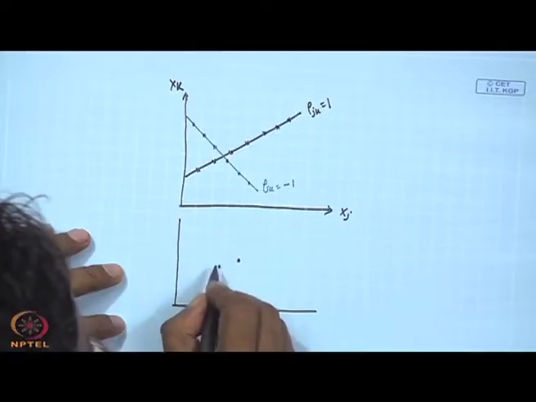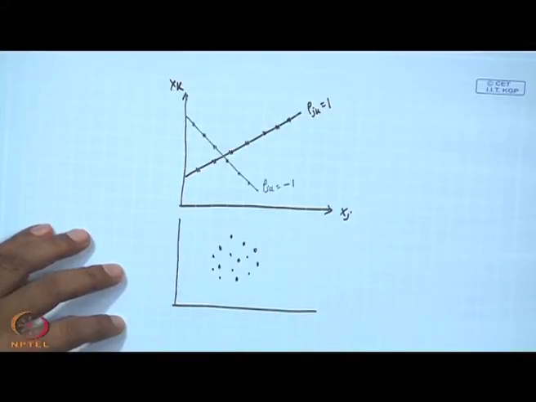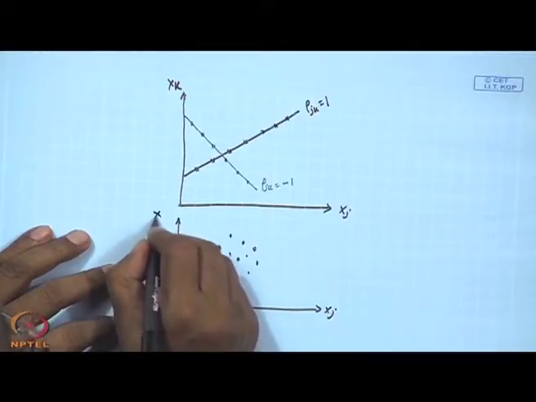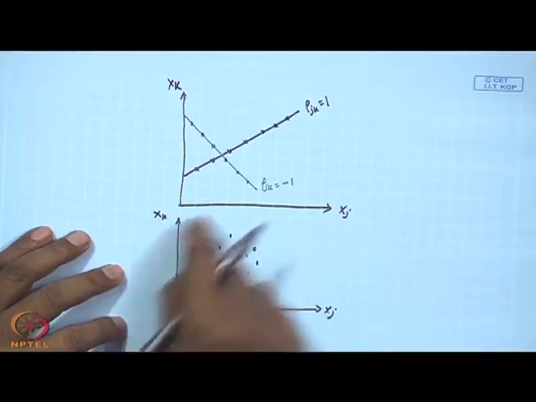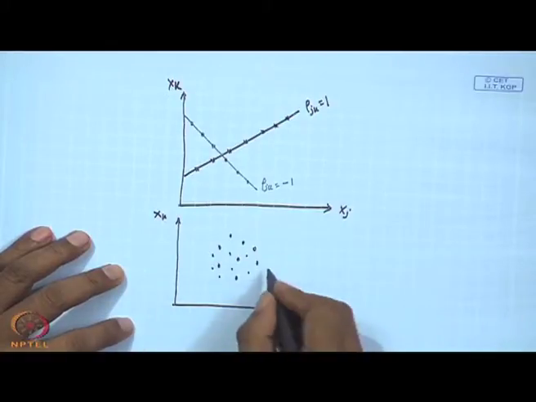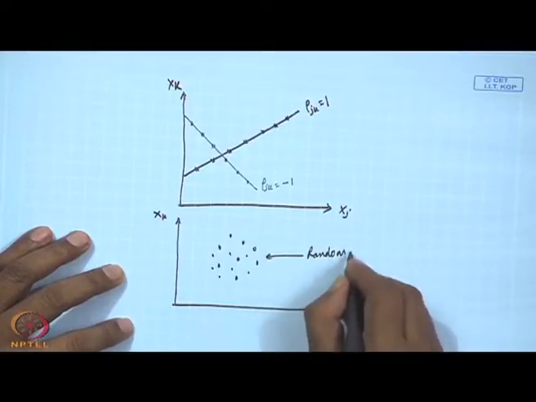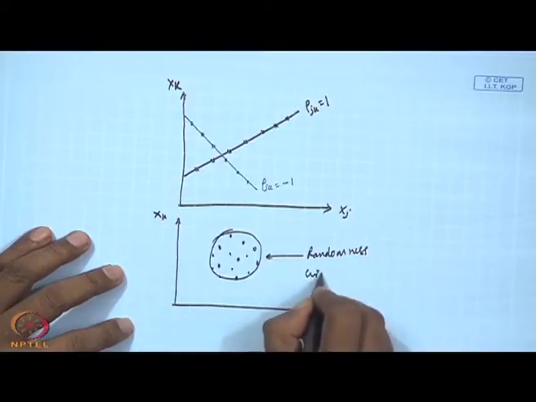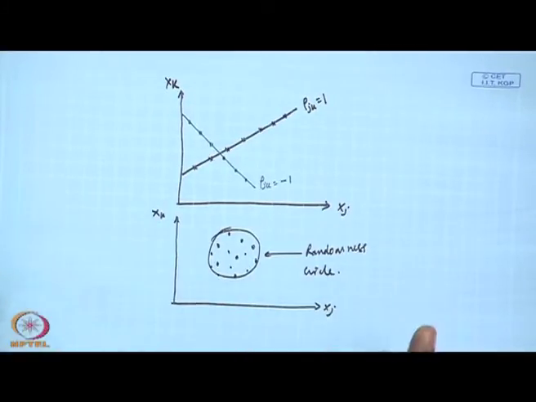suppose your points are like this, this is your x j, this y axis is x k, points are like this. You cannot find a pattern, it just resembles a circle, it is totally random. So, when you find this type of randomness, that means it is basically resembling a circle, there is no relation, because you take any direction, you will not get any pattern here.